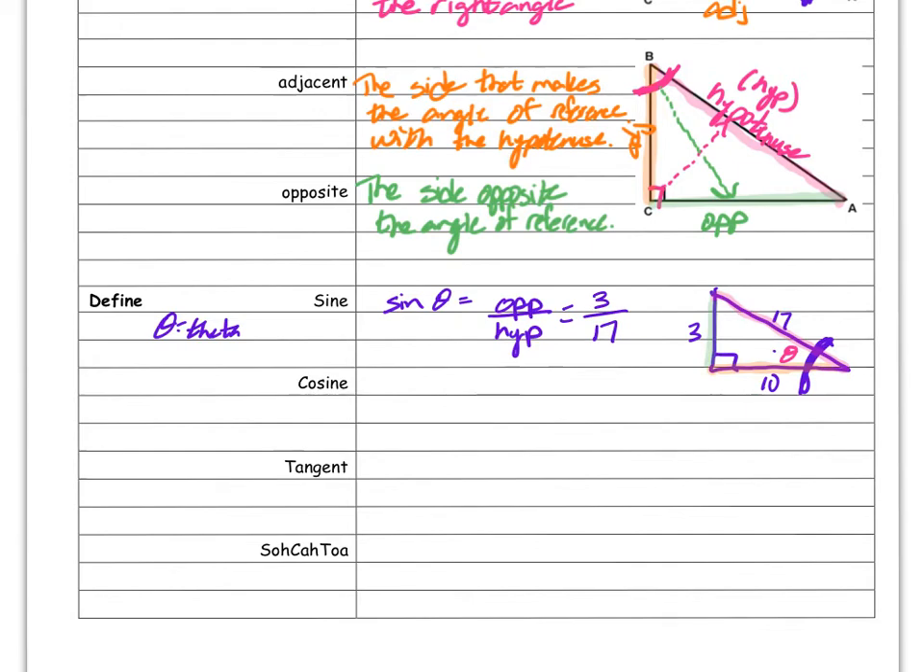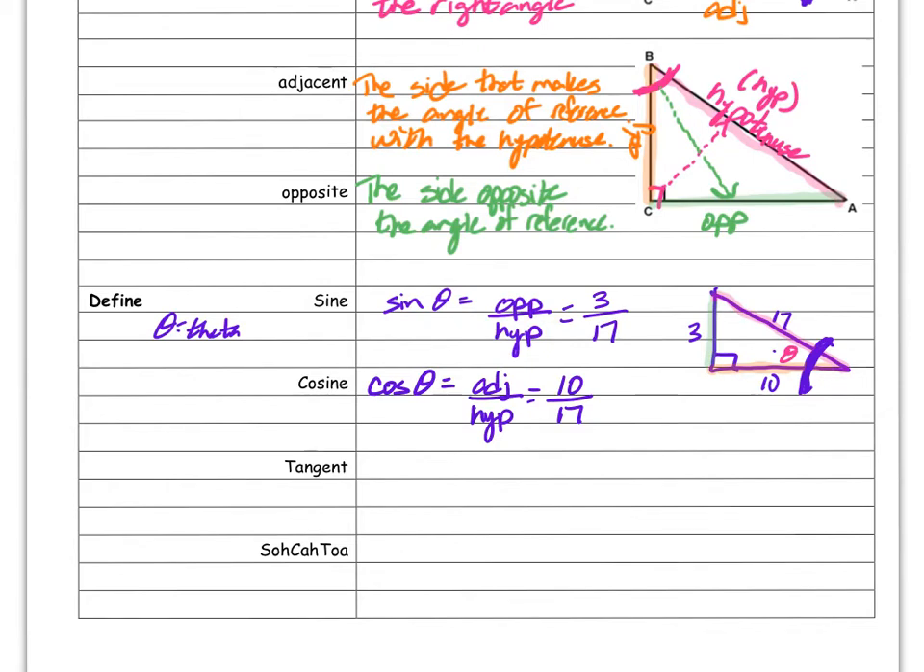Okay, so now I'm going to define cosine, which is cos, C-O-S. Cosine of theta is the side adjacent over my hypotenuse. So I want the side adjacent, the side that makes this angle. I'm still doing the same thing. So what makes this angle? Well, 10 does. And my hypotenuse is still 17. And if it's a fraction and I can simplify it, I'm going to go ahead and simplify it. These ones I can't, so I don't have to simplify.